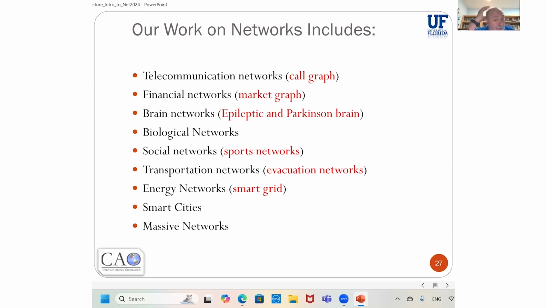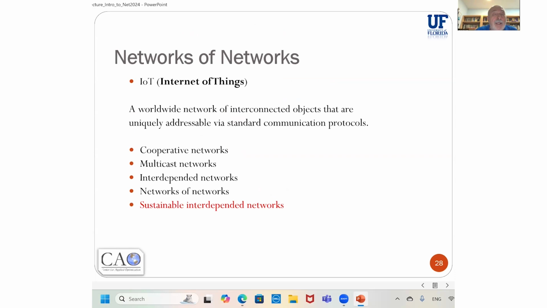And on smart cities, today smart cities are very important because many networks are joined together: telecommunication, water networks, cybersecurity networks, and so on and so on. And of course, this gave rise to massive networks because all of them are very big, okay? Huge. And now we come to the most challenging of all.